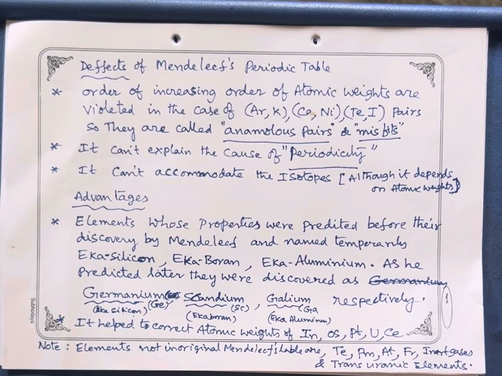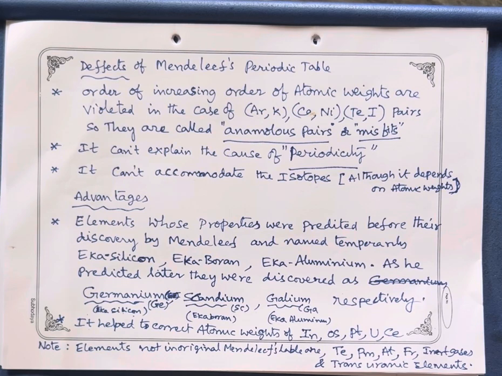Dear students, the defects and advantages of the Mendeleef periodic table will be given today. In video 1, the Mendeleef periodic table and its salient features were already given. So, the extension of that table was given here. So, what are those defects and advantages?